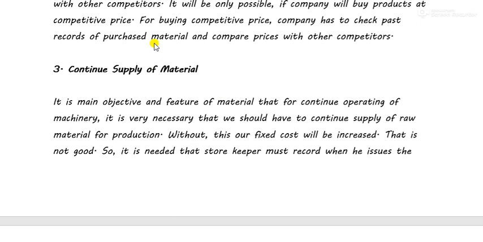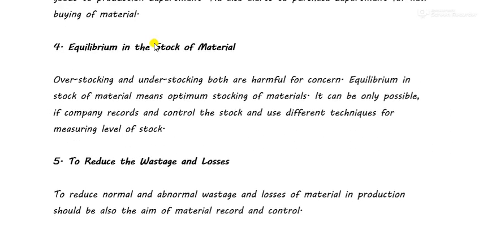Then, continuous supply of material. Now, material costing is also performed so that the supply of material does not stop. It tells us how much material is left in stock, how much we have to buy, and how much is needed for production or selling. So with the help of material costing, the supply of material remains continuous, it doesn't stop.